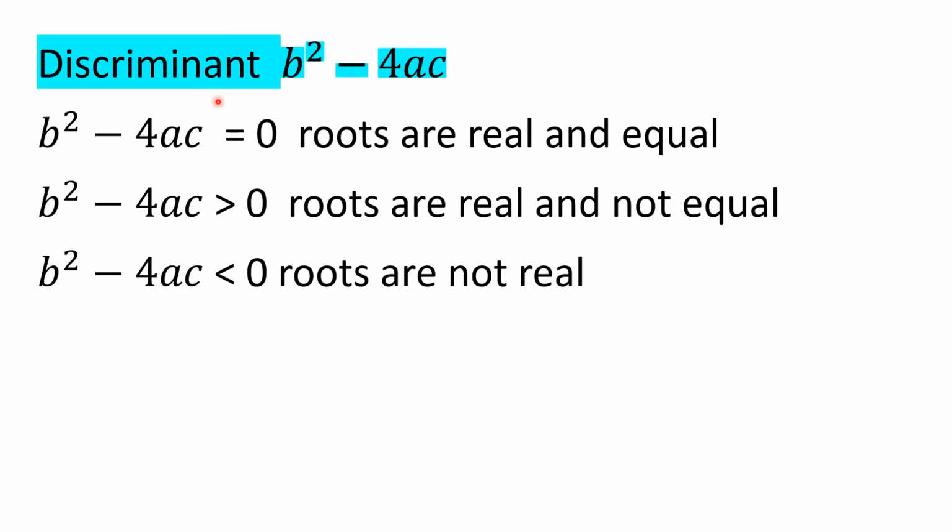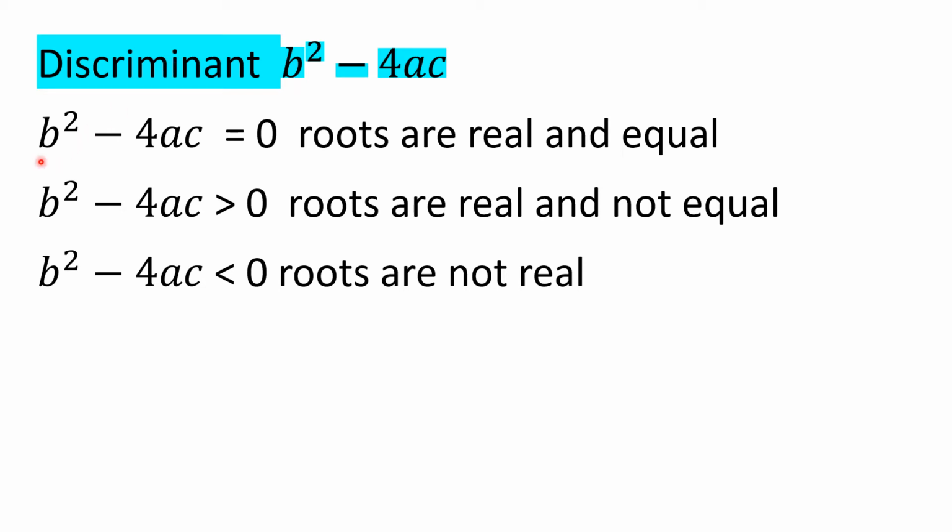So here in the square root, you've got the expression b square minus 4ac. This is called the discriminant. So why is it called the discriminant? Because this value will discriminate whether the roots are real and equal, or real and not equal, or the roots are not real. So this is called the discriminant.